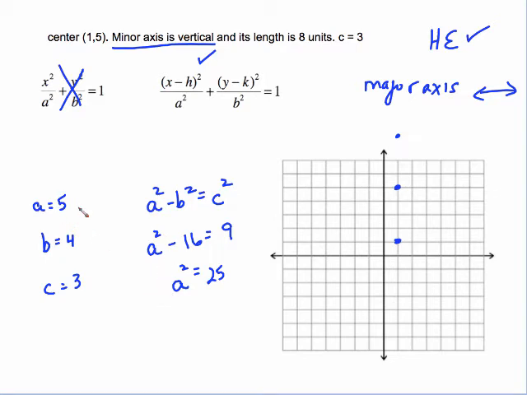So all I have to do now is plug in the center into here, and our a and our b. So this will be x minus h, which is 1, squared, over a squared, 5 squared is 25, plus y minus k, that's y minus 5 squared, over b squared, which is 16, equals 1.